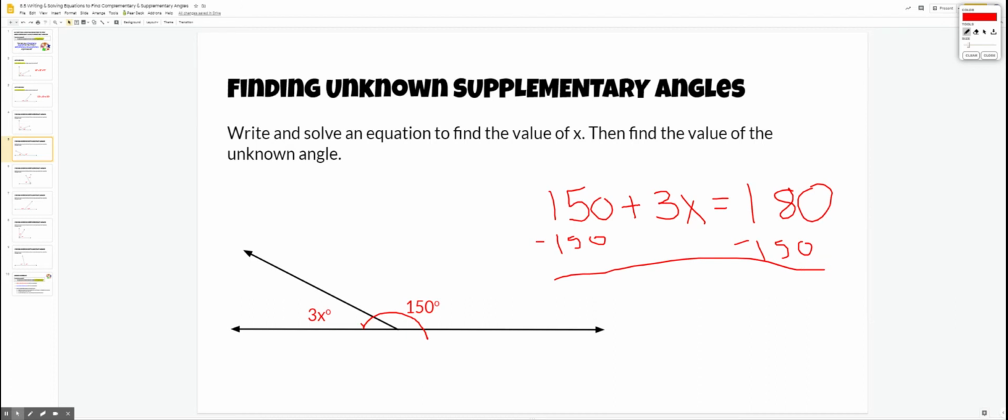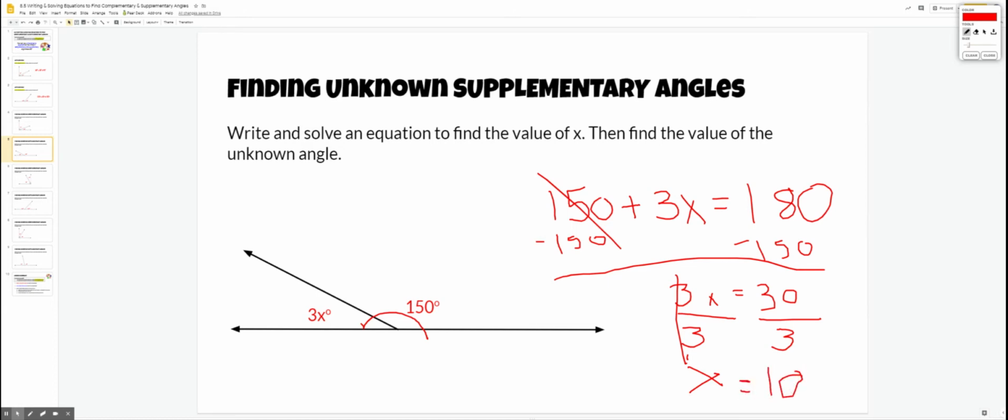Oh, I had to put my stylus down for a minute. These cancel and I'm left with 3x. And on this side, 180 minus 150 is going to leave me with 30. To finish this equation off, I'm going to divide by 3 because this is times 3. So the opposite of times 3 is divide by 3. Need to divide by 3 over here. The 3's cancel. And I am left with x. X is equal to 10.